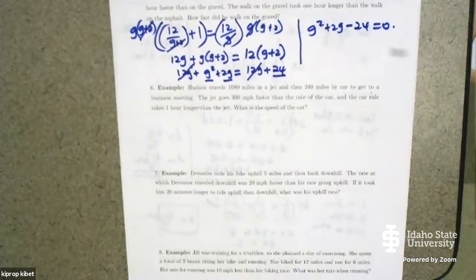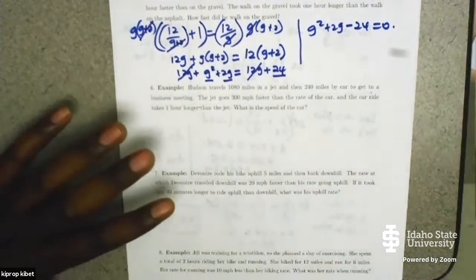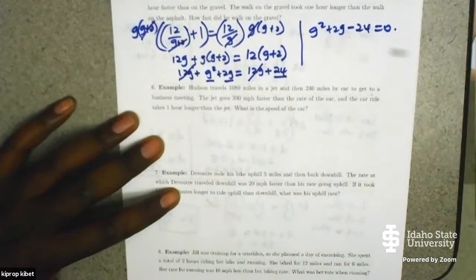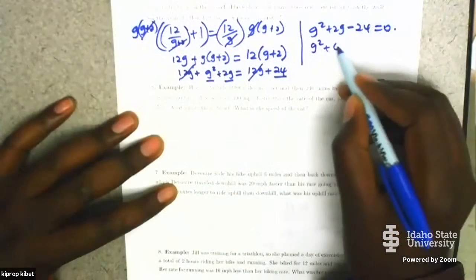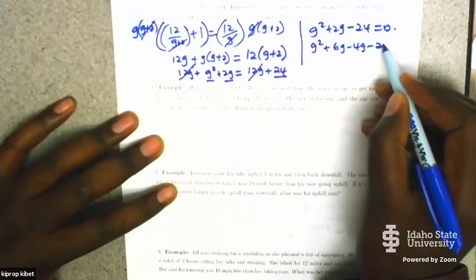Then you see whether it's a perfect square. Is it a perfect square? It is not, right? So you use the AC method. The product is minus 24 and the sum is 2. What are the two numbers? 6 and 4, right? Which one is negative? 4. So 4 is negative. So G squared plus 6G minus 4G minus 24 equals 0.